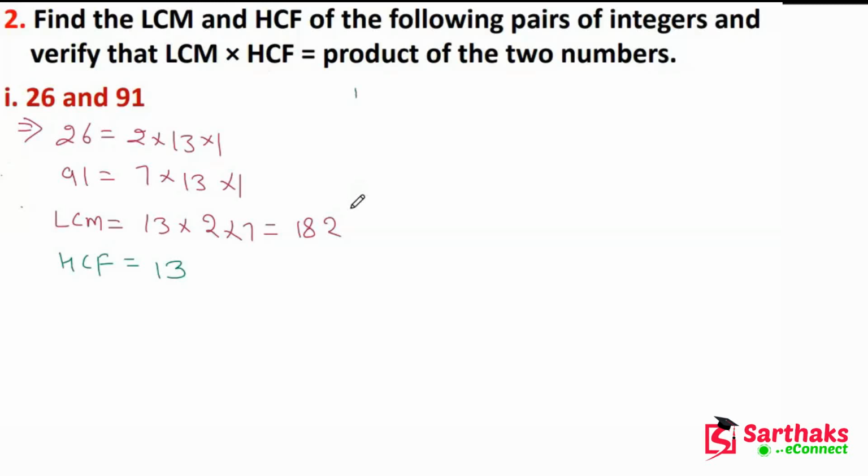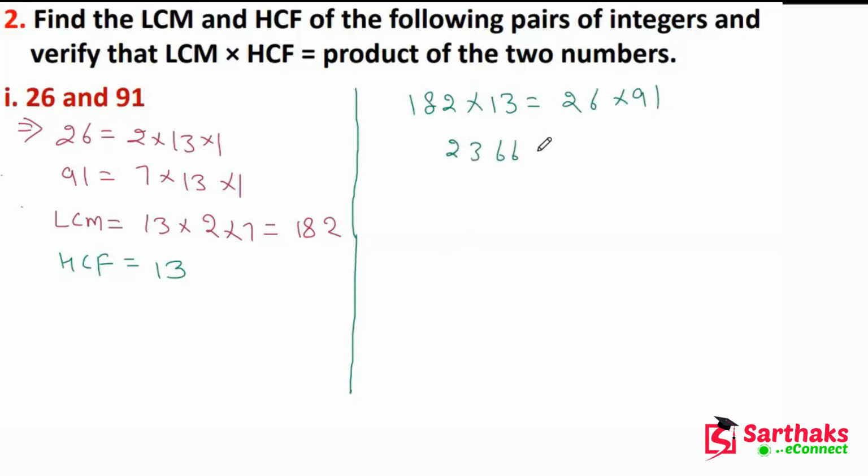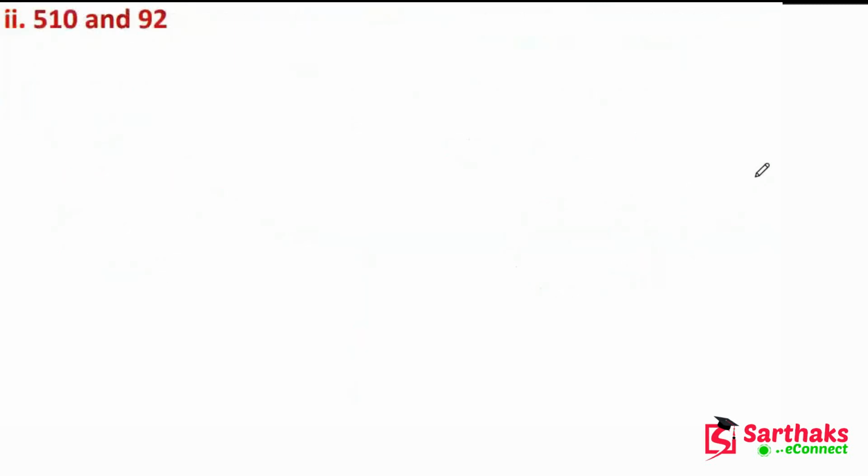So now let's do that. What is the LCM? 182. What is the HCF? 13. And what are the numbers? 26 into 91. If you multiply these numbers, the result is 2366, which is equal to 2366. Hence proved. Let's move on.